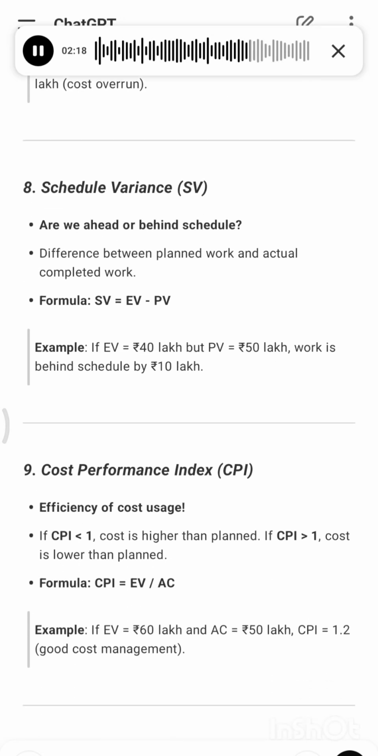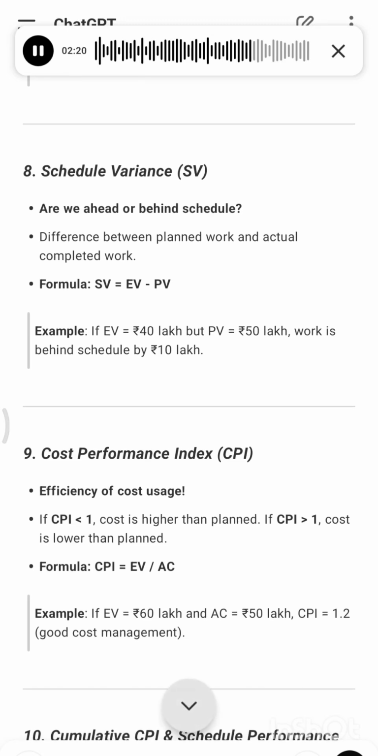9. Cost Performance Index, CPI. Efficiency of cost usage. If CPI is less than 1, cost is higher than planned. If CPI is greater than 1, cost is lower than planned. Formula, CPI equals EV divided by AC. Example, if EV equals 60 lakh and AC equals 50 lakh, CPI equals 1.2, good cost management.